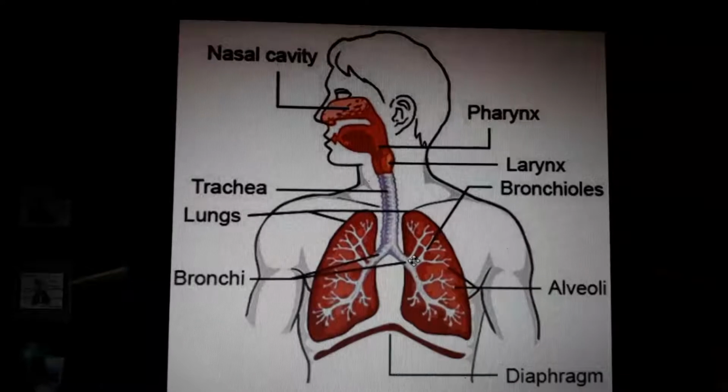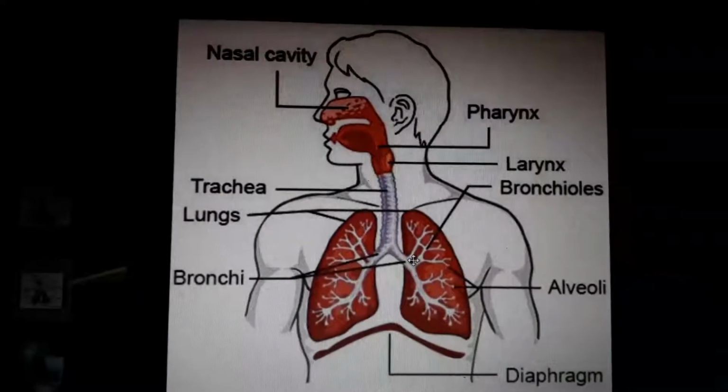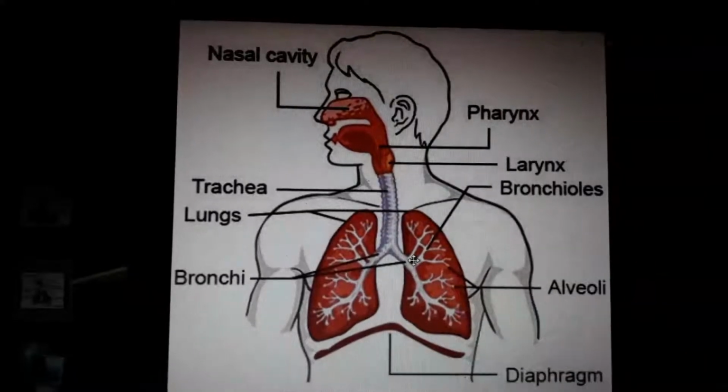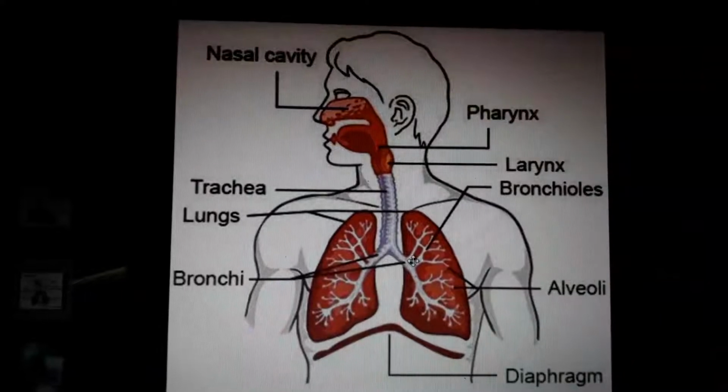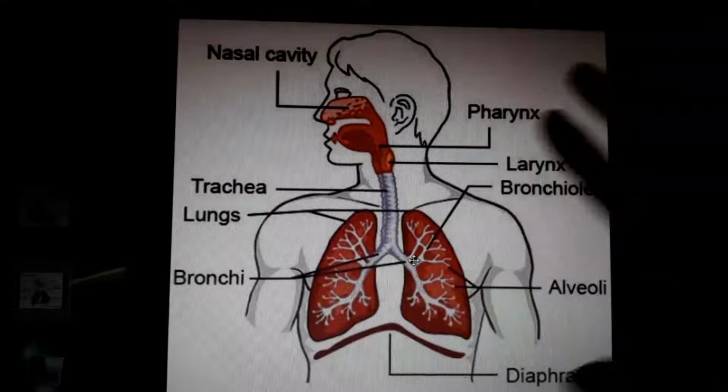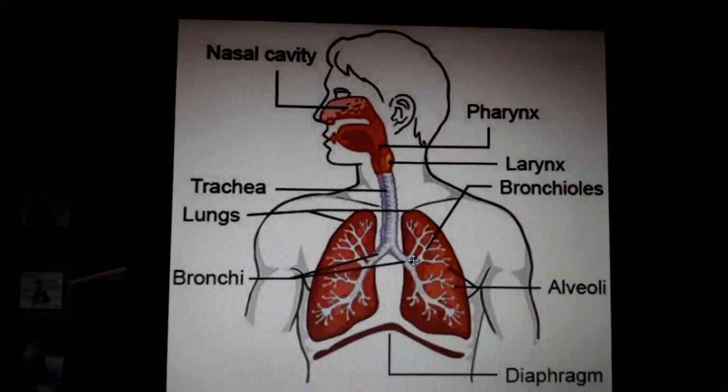Understood? While we breathe in air, our chest becomes larger, isn't it? That means the diaphragm is contracting, and when the diaphragm is relaxed, the air will go out of our body and our chest will become small. So these are the things mainly happening.